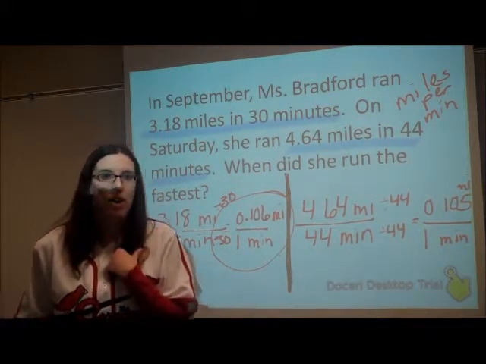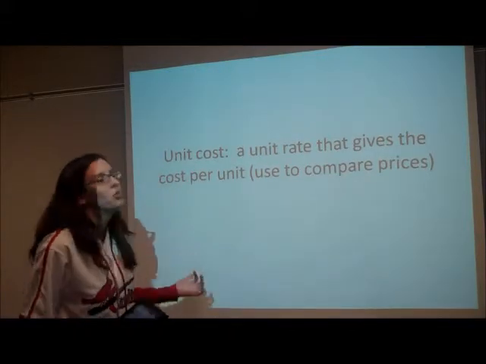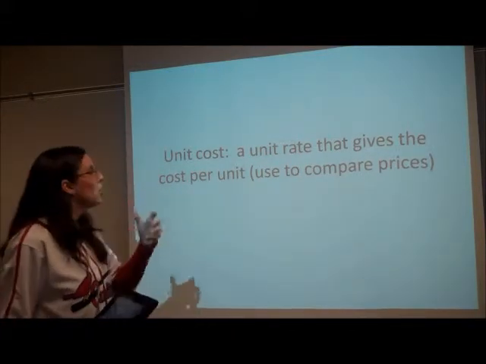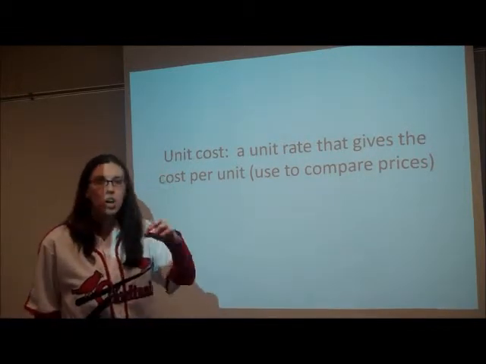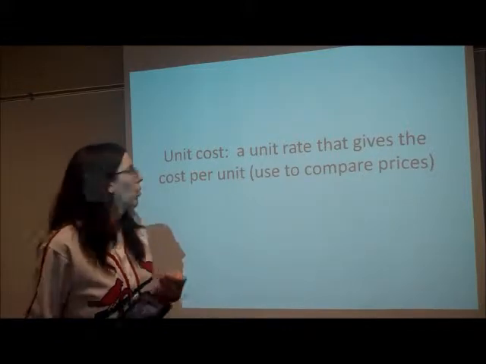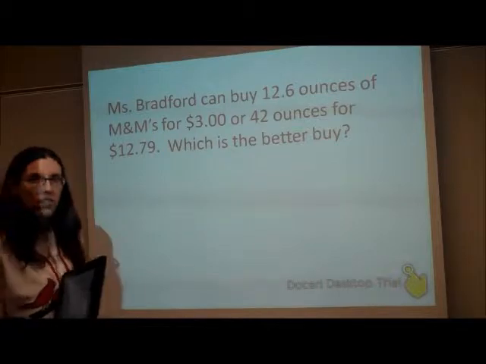So now we're going to look at another kind. A special kind of unit rate is finding the unit cost. So this is a unit rate where we're involving money. Then I'm looking at how much does it cost for 1 unit, okay? This is what we use to compare prices. So here I have an example.